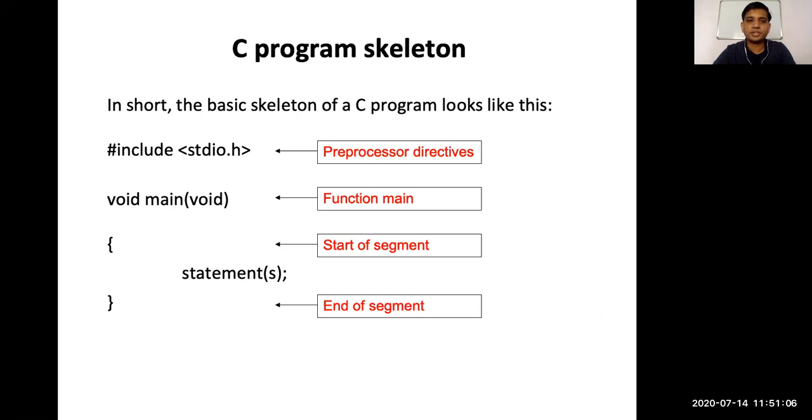Suppose your C program has hundreds of functions inside it, and the starting point is not defined. Then how will your operating system execute your program? That's why it is compulsory to define where the starting point is, and the starting point is defined as the main function. So every C program should have a main function, and whenever you execute it, your operating system will call this main function only.